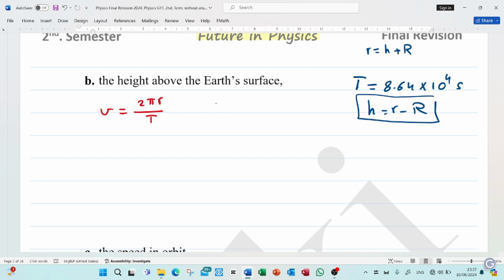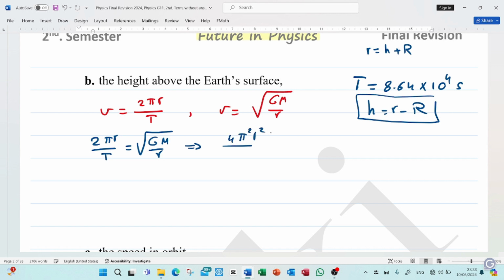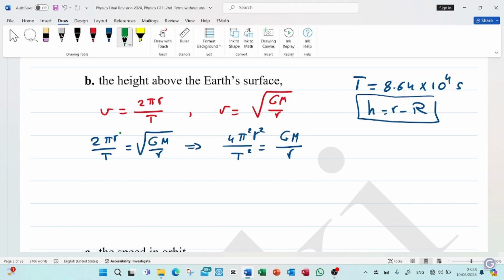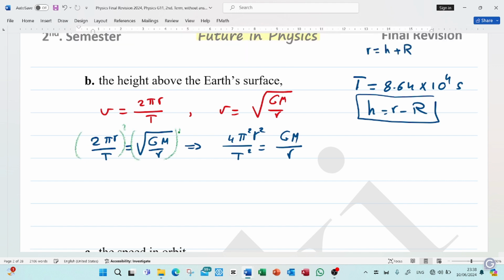Circumference over time. And we know that v equals square root of GM over r. So equate them together. Then 2πr over T, the time period, equals square root of GM over r. Squaring both sides, then 2 squared is 4π squared r squared over T squared equals GM over r. What I did, I squared both sides. So squaring both sides, this is square and this is square.